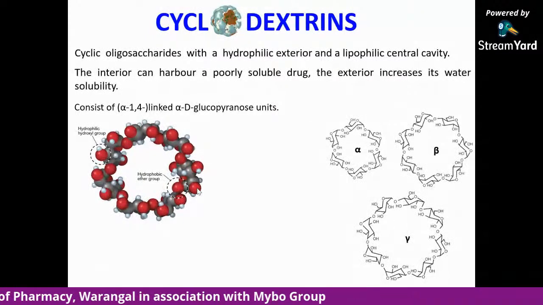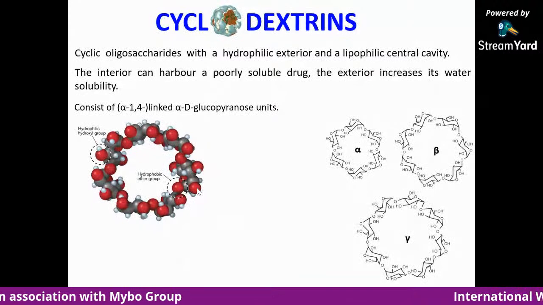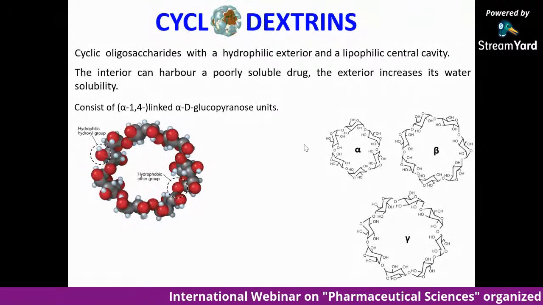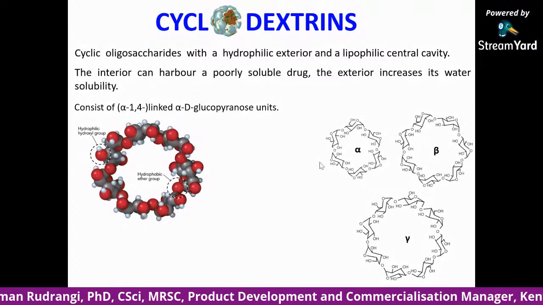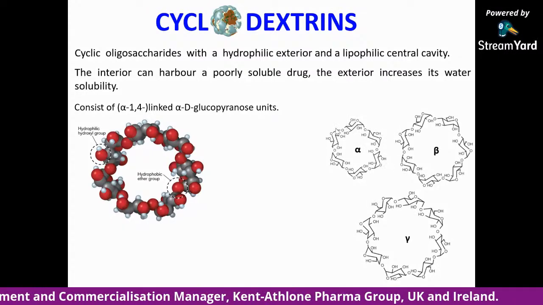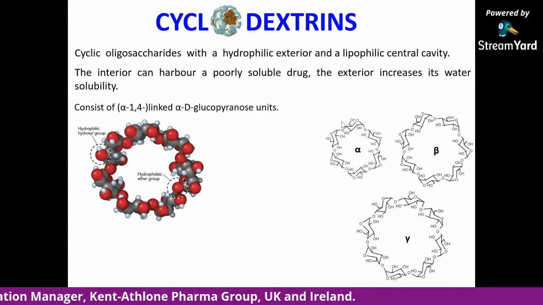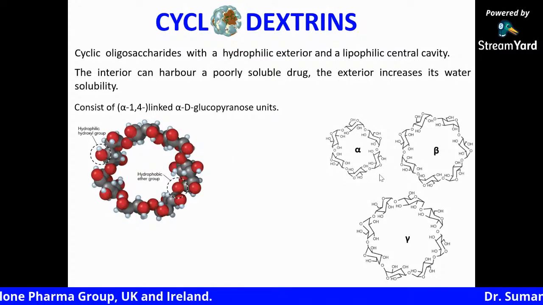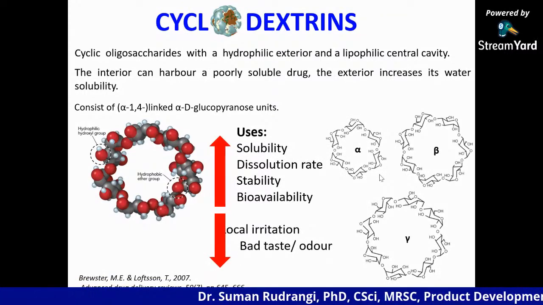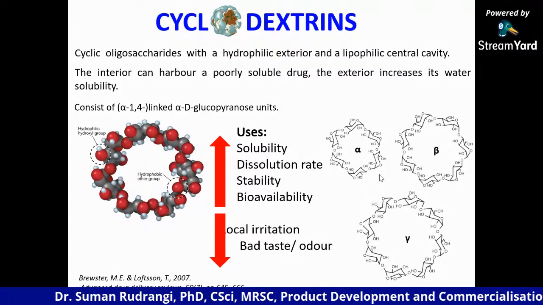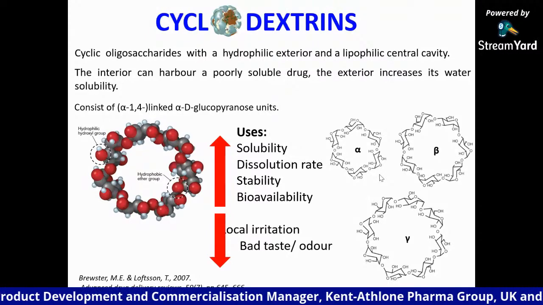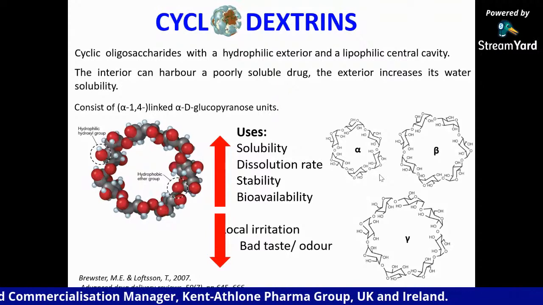Cyclodextrins consist of alpha-1,4 linked alpha-D-glucopyranose units. We can see from the image on the right alpha, beta, and gamma cyclodextrins. There are several uses of cyclodextrins, for example, to enhance the solubility, dissolution rate, stability, and bioavailability of drugs, and they are used to reduce local irritation and the bad taste or odor of the drugs.